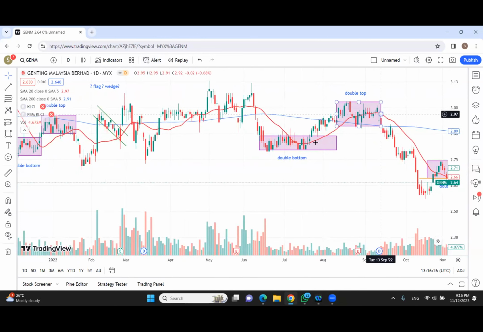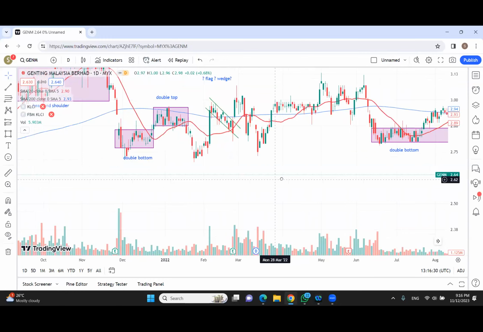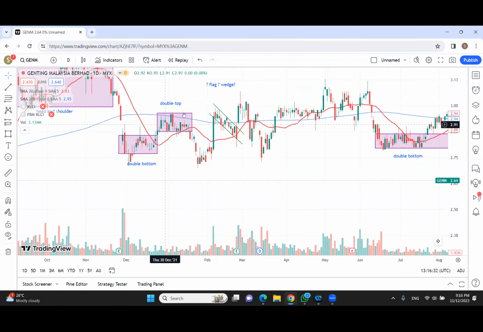Not double bottom, yeah, correct. This one can be a rectangle. Yeah, double top, like I said before. This is a good example. Quite tricky, but still follow our BPE.